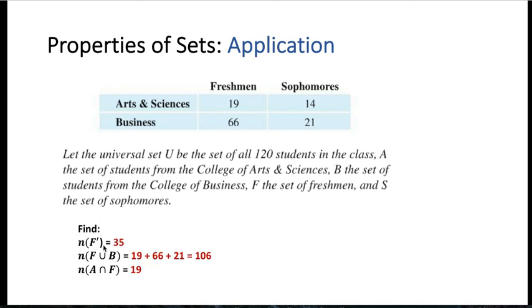So the number of not freshmen is 35. Remember, that's that 14 plus 21. The number that are freshmen or in business is the 19 plus 66 plus 21, which is 106. And the number in arts and sciences and freshmen is this number, 19.